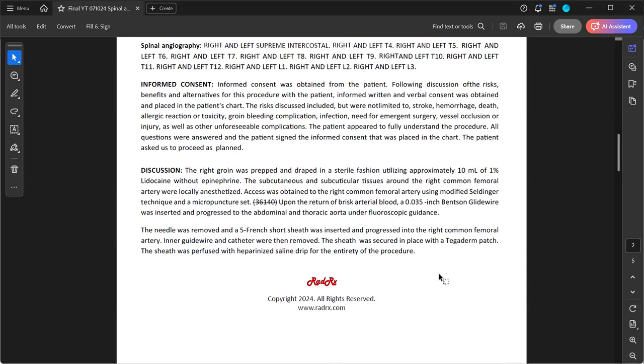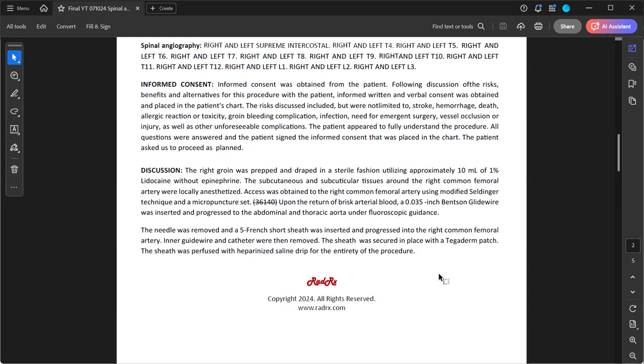So we see initially under discussion that access was obtained to the right common femoral artery. So hopefully by now, by watching past case studies, you realize that code 36140 is the code that we start with upon initial access. But once the catheter moves out of the extremity into the aorta and then vessels beyond, that 36140 is going to be bundled with that additional catheter work. So what happened here is the catheter ended up going from that extremity puncture to the abdominal aorta and then the thoracic aorta under fluoroscopic guidance.